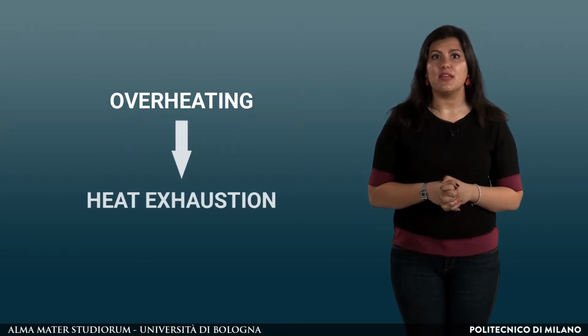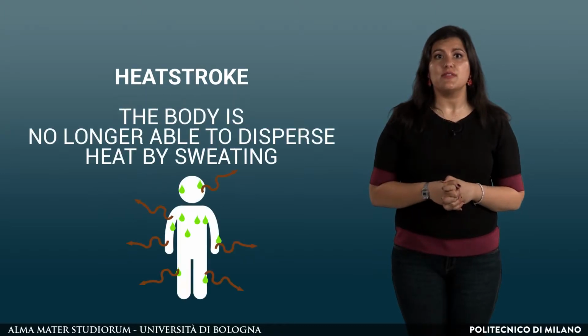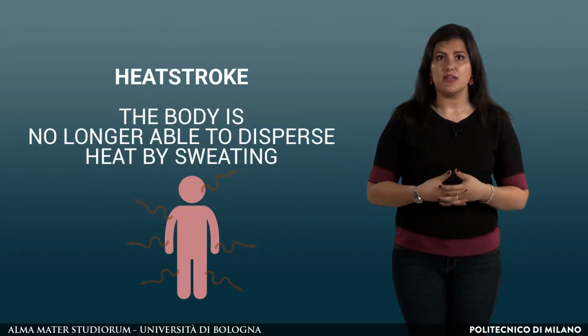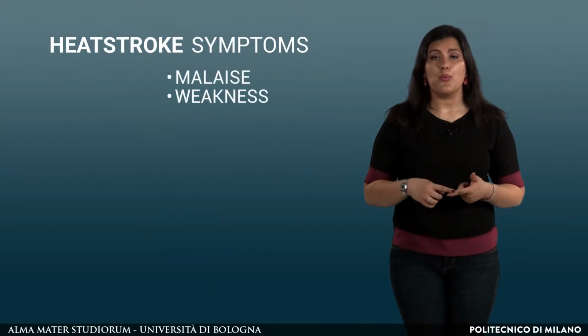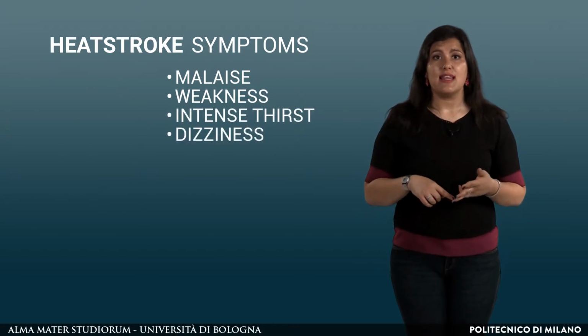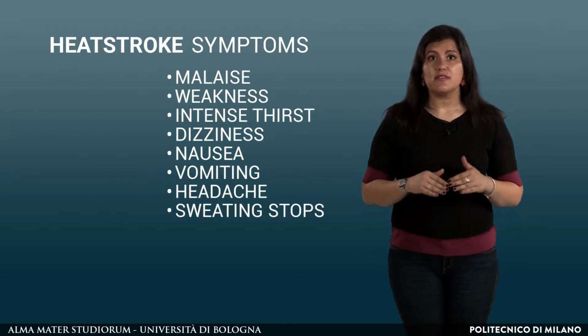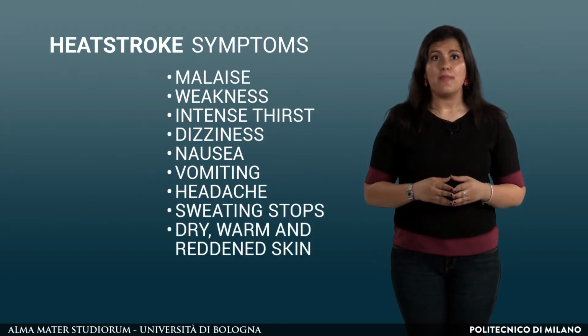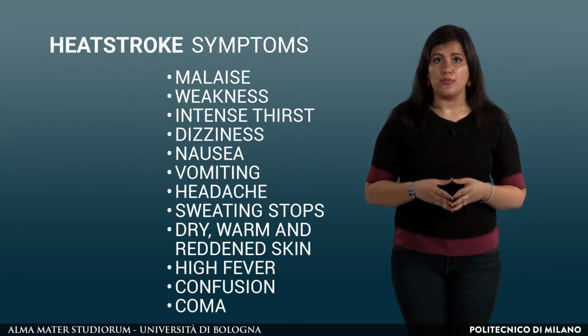Which are the events you can meet if exposed for a long time to high temperature and humidity? In regions with high temperature and humidity, overheating can result in heat exhaustion or heat stroke. Heat stroke occurs when the body is no longer able to disperse heat by sweating. The initial symptoms of heat stroke consist of malaise, weakness, sometimes intense thirst, dizziness, nausea, vomiting, and headache. Sweating stops and the skin becomes dry, warm and reddened. In severe cases, high fever, confusion and coma may appear.